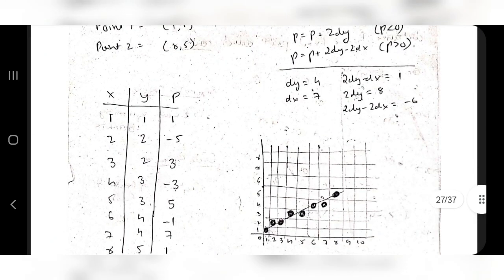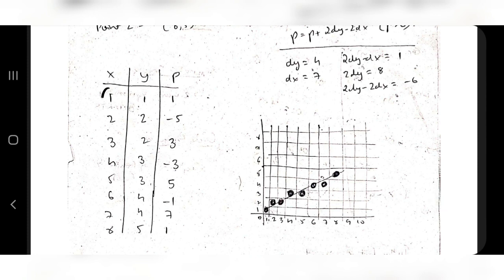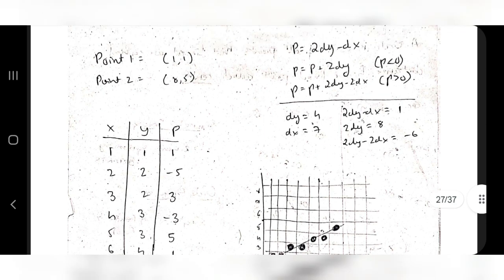Okay, let's see what's happening first. Firstly, we'll write the x and y values here as 1, 1. And what is the P value you got? 1, right? Since the value is 1, it's greater than 0. If it's greater than 0, what do we have to do? Increment both x and y. So x will be 2 and y will be 2 here. Since it's greater than 0, add this one to the previous value, which is 1. 1 plus minus 6 is minus 5. So write here the value minus 5.